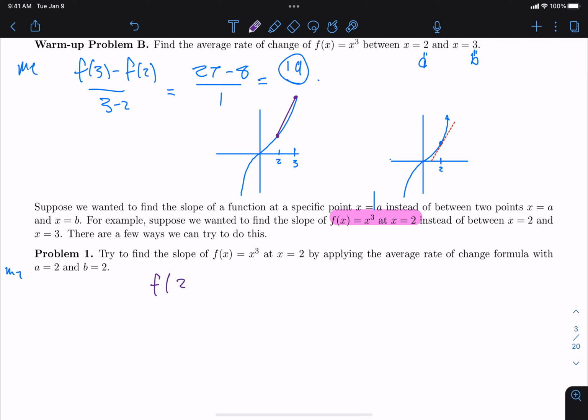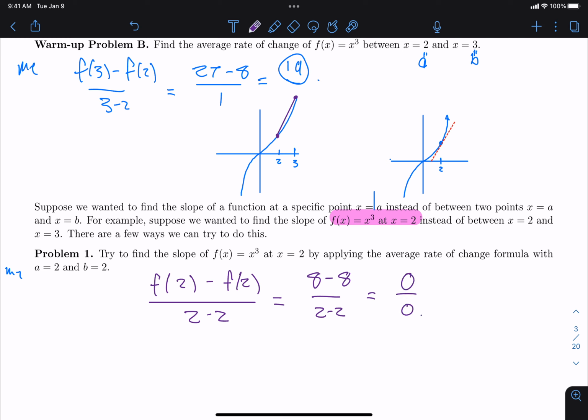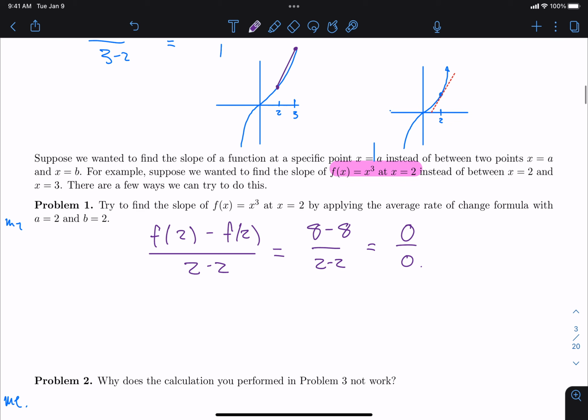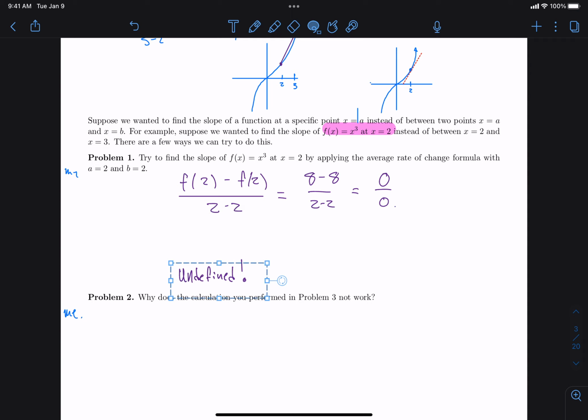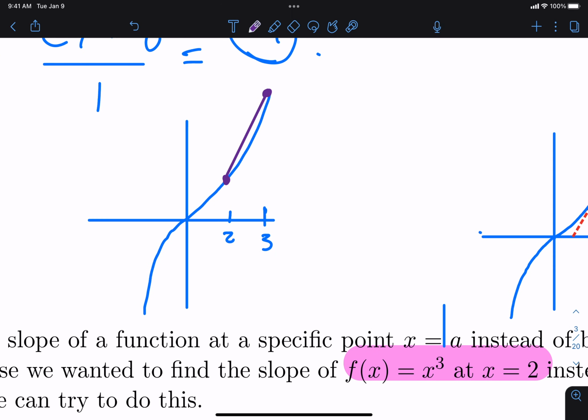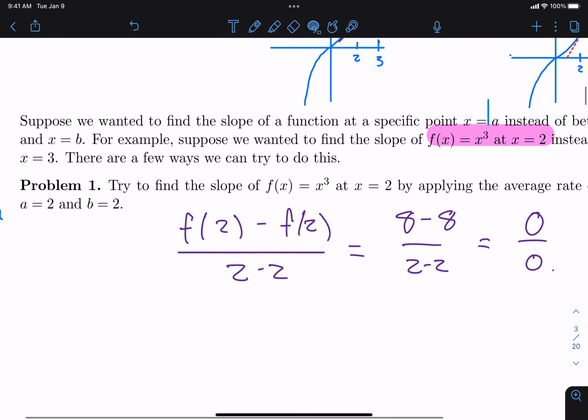So I'm just going to plug in f of 2 minus f of 2 divided by 2 minus 2. And you can already see what's going to be the problem here, right? We get 8 minus 8 over 2 minus 2, which would be 0 over 0. And we can't do 0 over 0. We can't do anything over 0, right? So this is actually undefined. Okay, undefined. So this is sort of presenting us with a challenge, but we still want to be able to quantify what that slope is, because we can see there is a given steepness at 2, right? There is a given steepness there. We want to know what that steepness is. So what are we going to do?